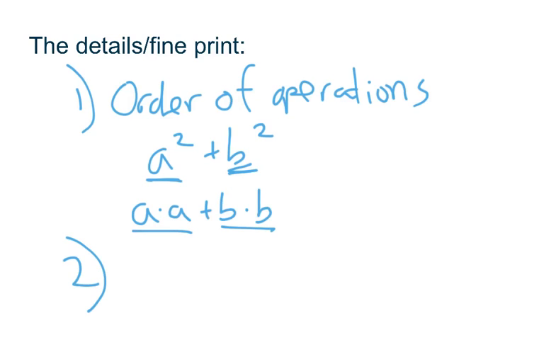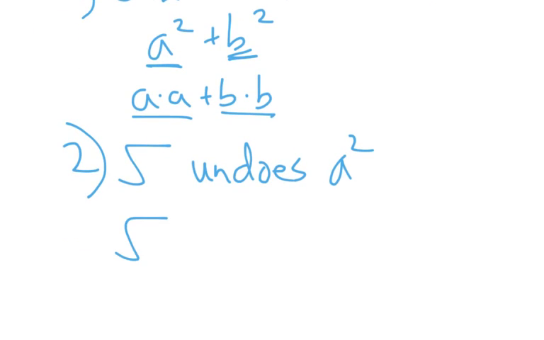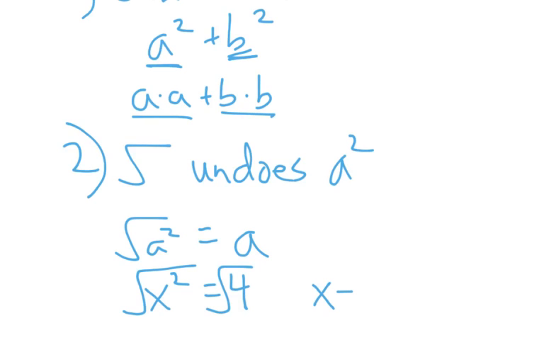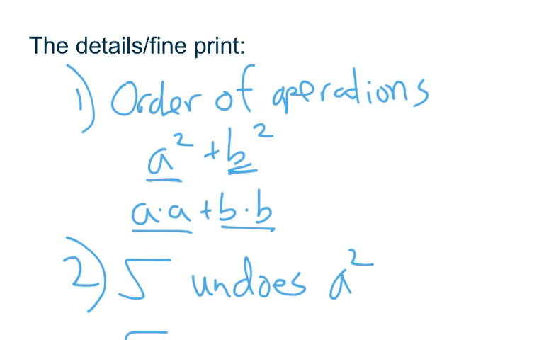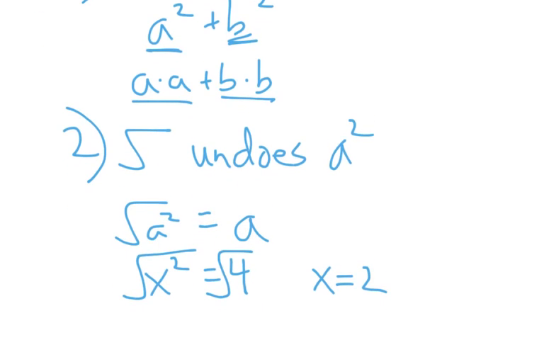Second, we're going to be doing a lot of square rooting. And so square rooting undoes squaring. So for example, square root of a squared is equal to a. Or if we're dealing with some numbers, let's say x squared is equal to 4, you take the square root of both sides and x equals 2. So we're going to be seeing a lot of that. So just keep in mind those principles. First of all, order of operations. Second of all, square rooting undoes squaring. And so now with that being said, let's take a look at some actual examples.